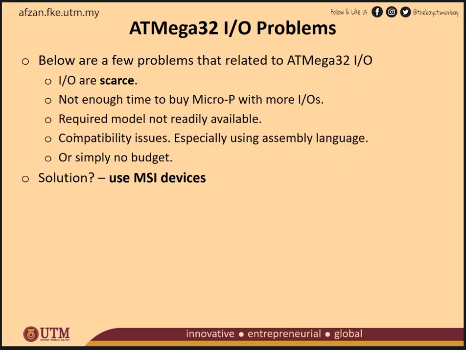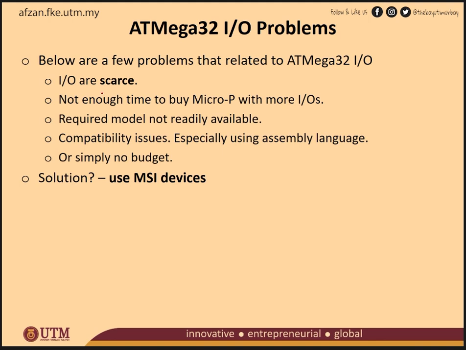Alright, so let's look at the ATmega32 input output problems. Below are a few problems related to the ATmega32 IO. The first one is that input output are scarce, meaning you don't have enough input output for the demand. For example, the ATmega32 only has port A, port B, port C, and each port can only cater up to 8 sensors at one time.